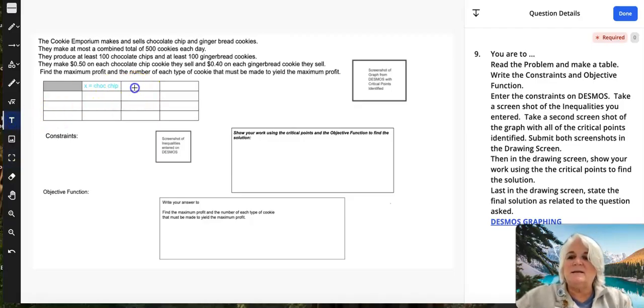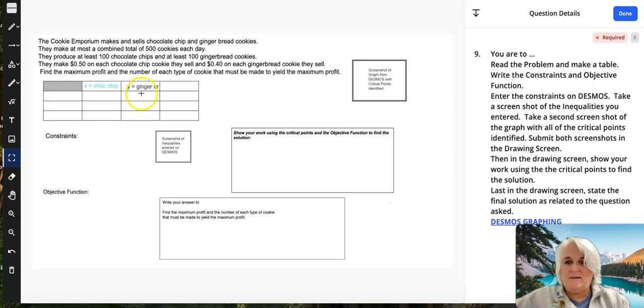Here's my text, and I'm going to put in here, Y is gingerbread. So Y equals ginger. Okay, and I don't know why it's coming up so small on here, but I need to expand it so I can actually read it. Okay, so I have my X and my Y.